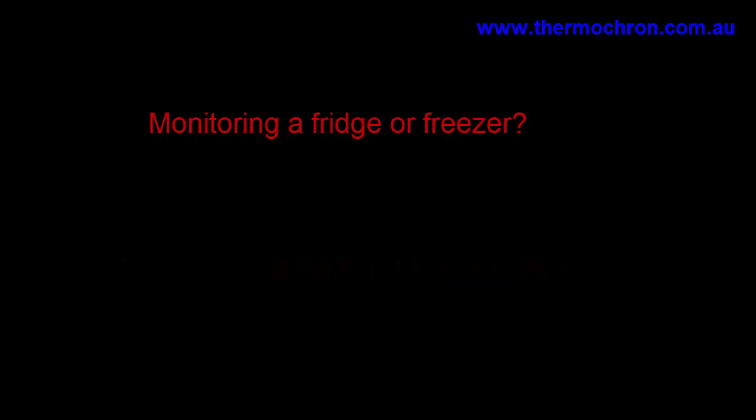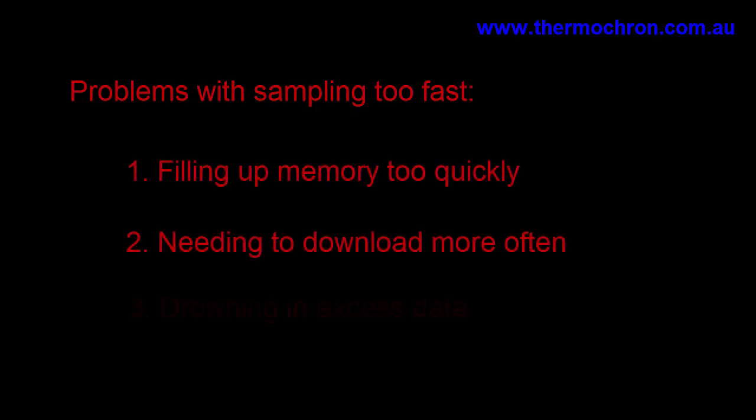If, however, you want to know the moment something was taken out of the fridge, changing the sample rate to 1 minute will give you a much better idea. For most people, however, a fast sample rate has the problems of filling up memory too quickly, needing to download more often, and drowning in excess data. This video is intended to show how to reduce the sample rate without losing critical information.